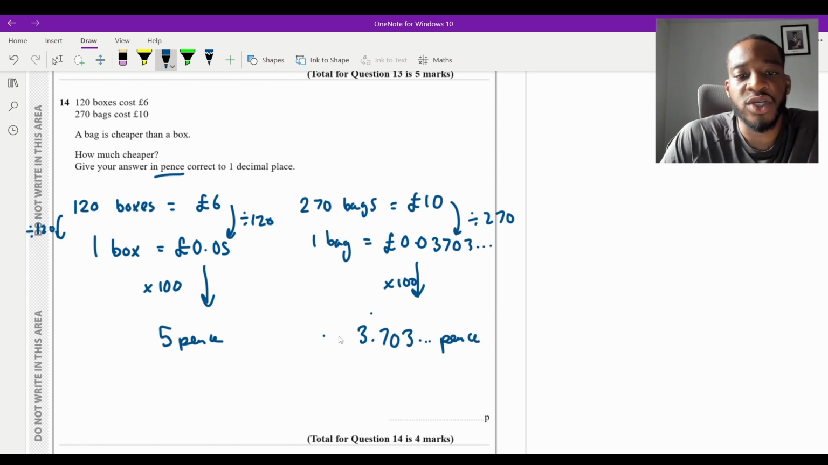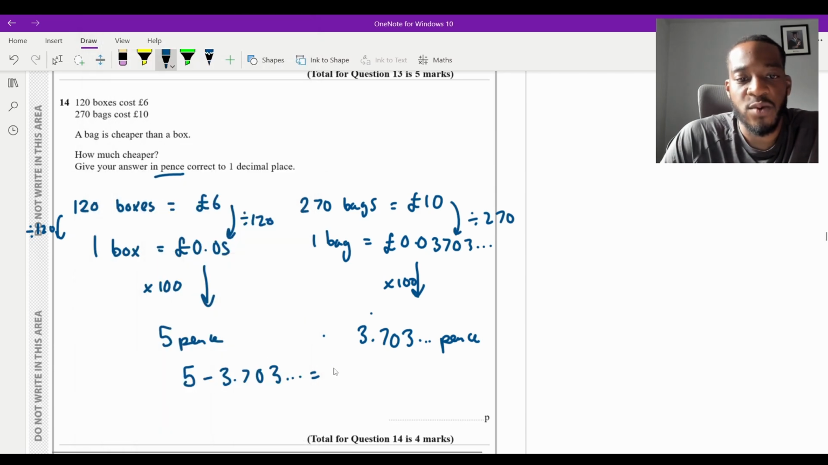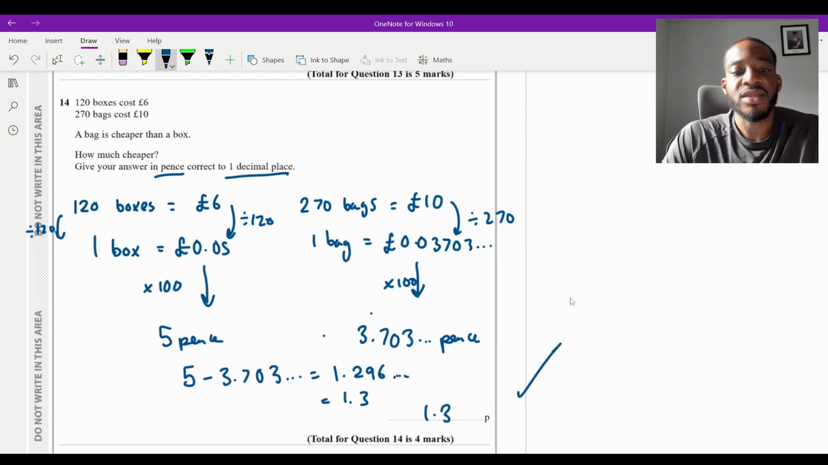So how much cheaper is it? We're just going to take the difference. We're going to do 5 take away 3.703 blah blah blah, and I've got that number stored already, so I don't need to write it out again. I'm going to write 5 take away answer, and we get 35 over 27, which is 1.296 blah blah blah. So I'm going to just write this here. They asked us to give it to one decimal place. What is that to one decimal place? That's just going to be 1.3. So the answer is just going to be 1.3 pence. And that's it for question 14.